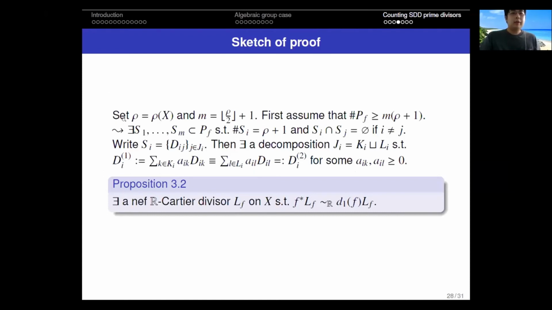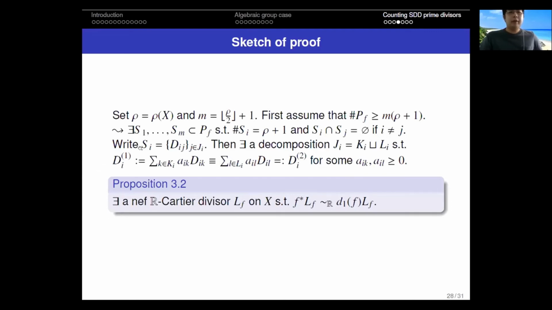First, we set rho as the Picard number of X, and m as the integer part of rho over 2 plus 1. And first assume that the cardinality of P_F is at least m times rho plus 1. And then we have m subsets S_1 to S_m such that each S_i has cardinality rho plus 1, and they are pairwise disjoint.